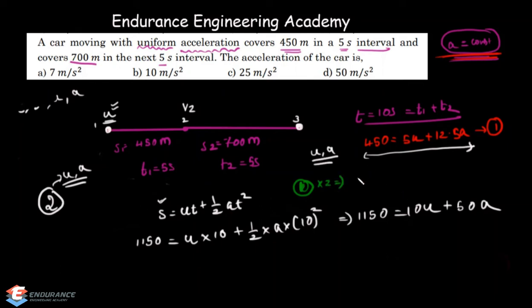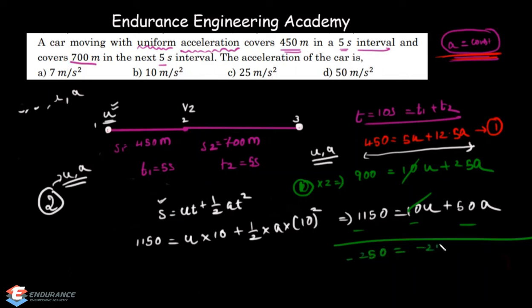So this left hand side will become 900, this will become 10u, and this will become 25a. Okay, now let me subtract them. So these two will get cancelled, and if I subtract them, this is going to be minus 250, this is going to be minus 25a. Minus minus anyways will get cancelled.